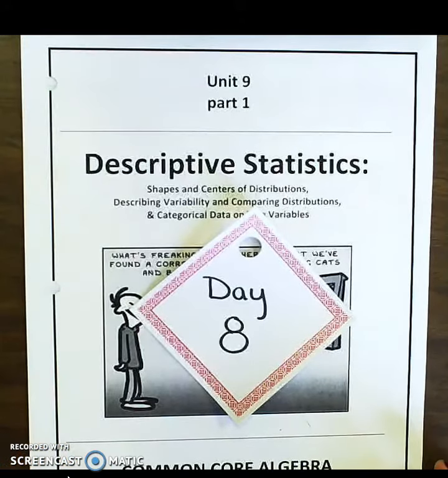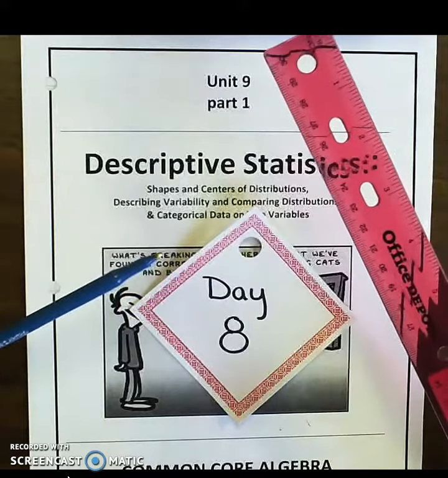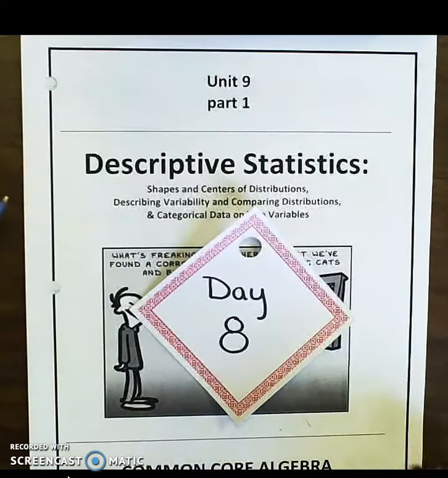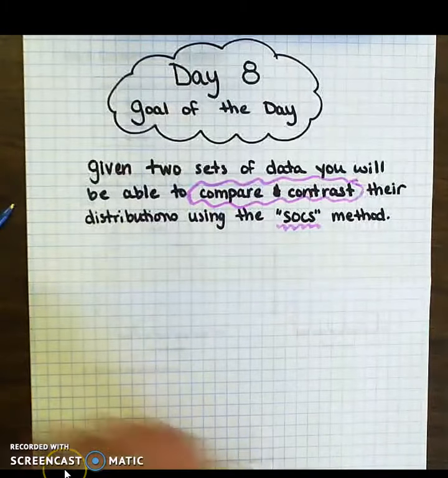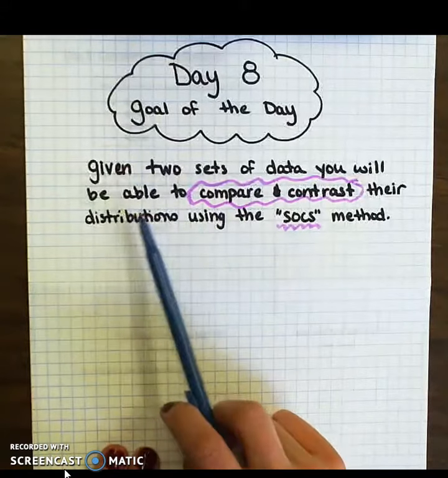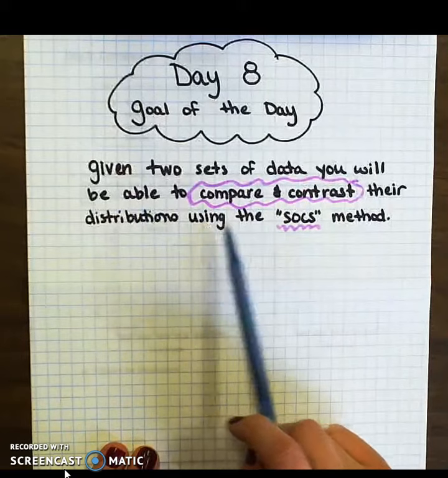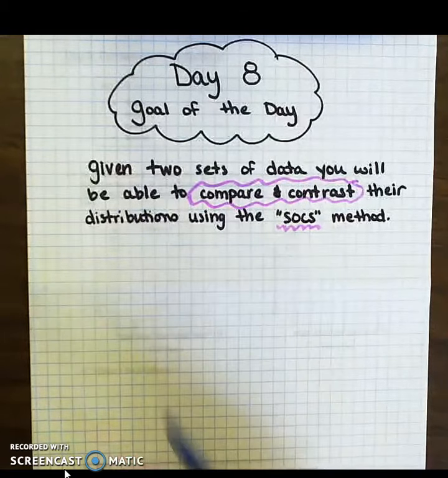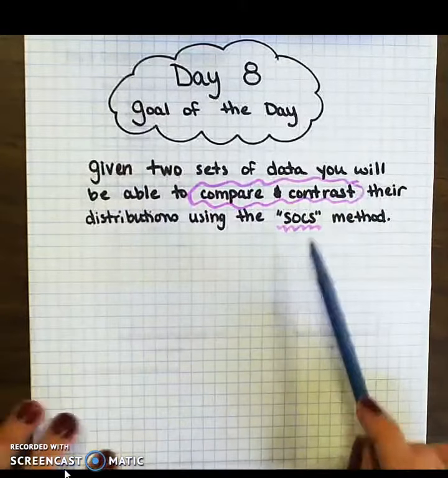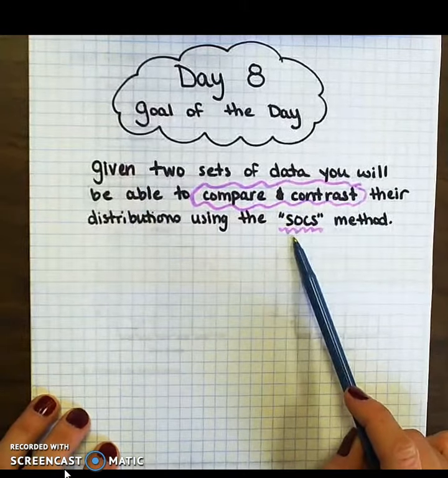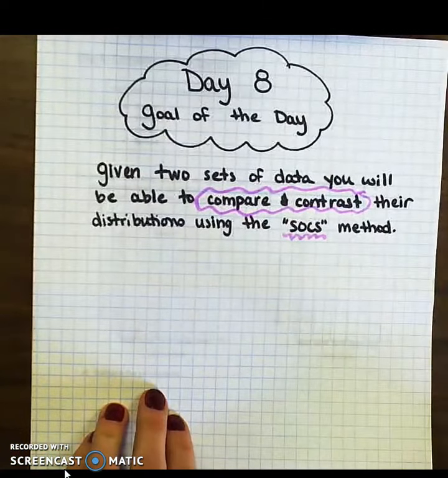All right, for today's lesson, all you're going to need is something to write with and possibly a ruler or anything that you can draw a straight line with. For today, our goal is, given two sets of data, to compare and contrast their distribution using the SOCS method. So let's take a look at what exactly SOCS means.